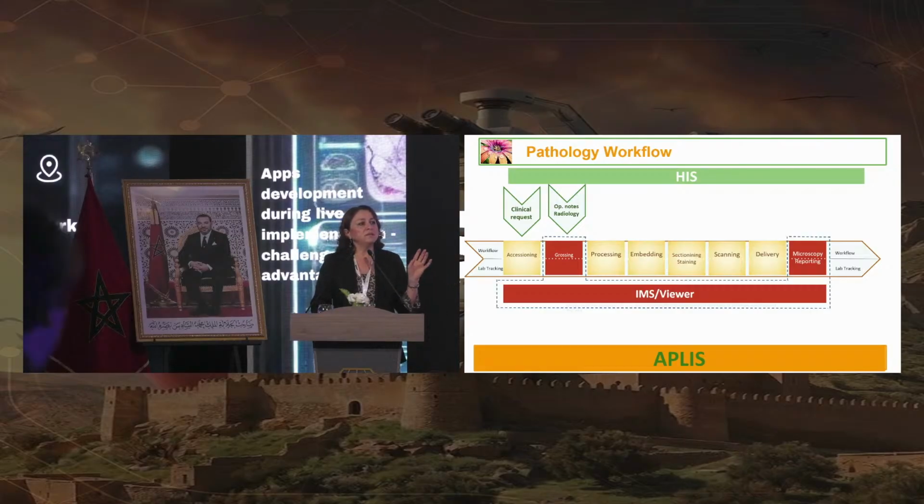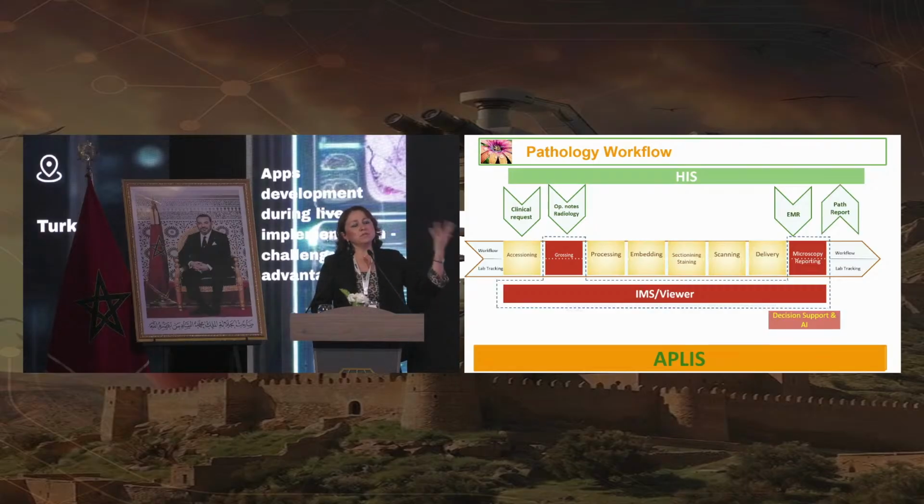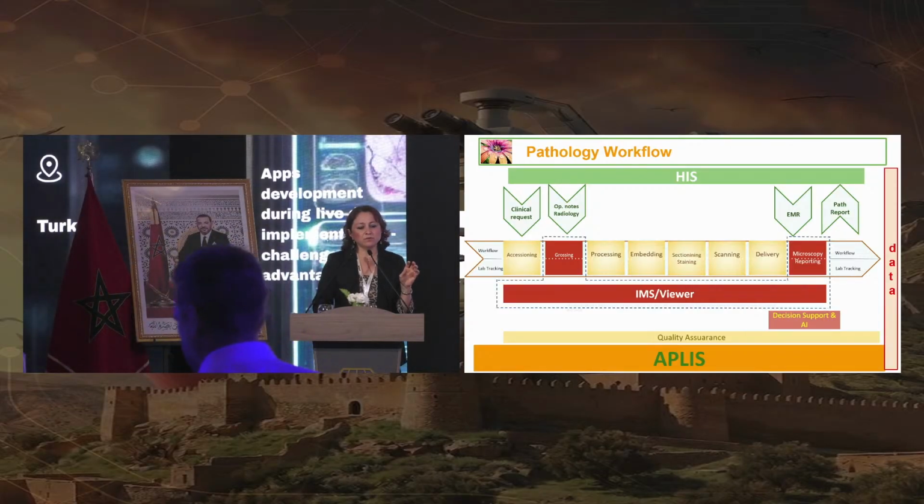And at this stage, we have the IMS and the viewer. And when reporting, we need EMRs to evaluate the case properly. And we can use the decision support systems and AI tools at this stage. Then we prepare the report and send it to the hospital information system. All the way, we have quality assurance issues, and we need data for that. And I like the term data-proven lab management. Applis is the tool to combine all these and have them in appropriate places for patient safety.